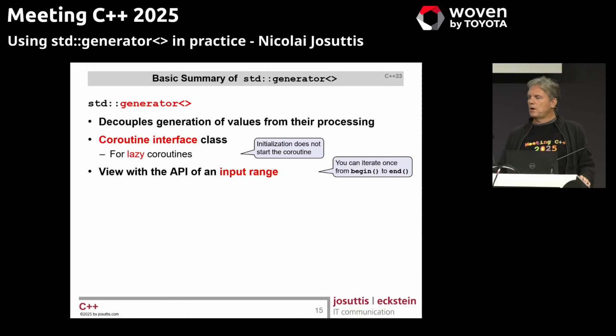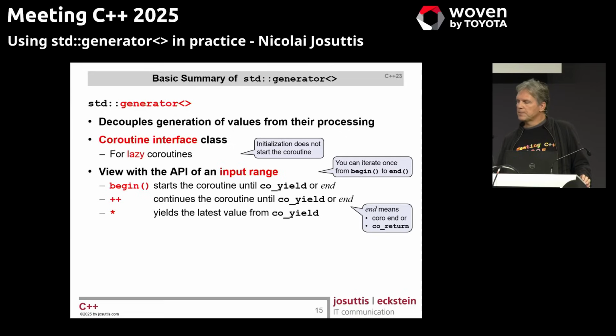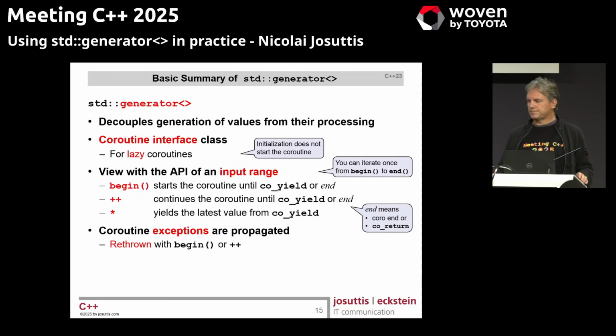And then the API you can use with the generator is the API of an input range. You can iterate once from begin to end. So begin starts the coroutine until co_yield or the end. ++ continues the coroutine until co_yield or end. And star yields the last value that was yielded before with begin and ++.